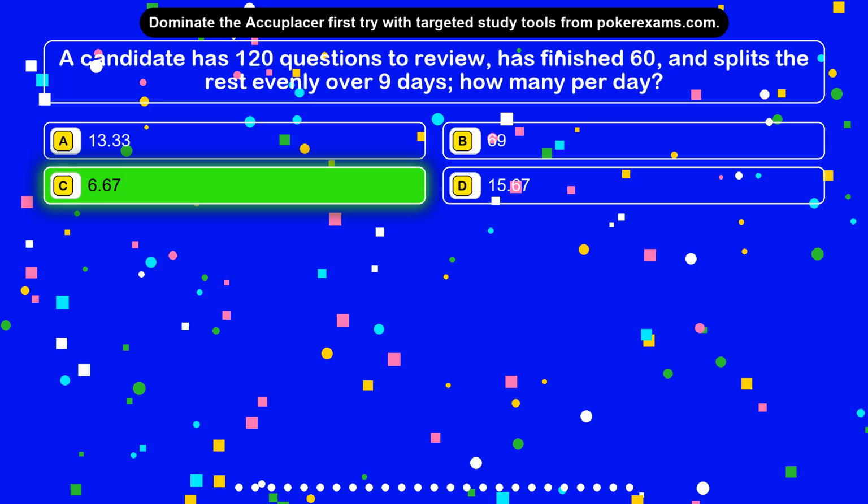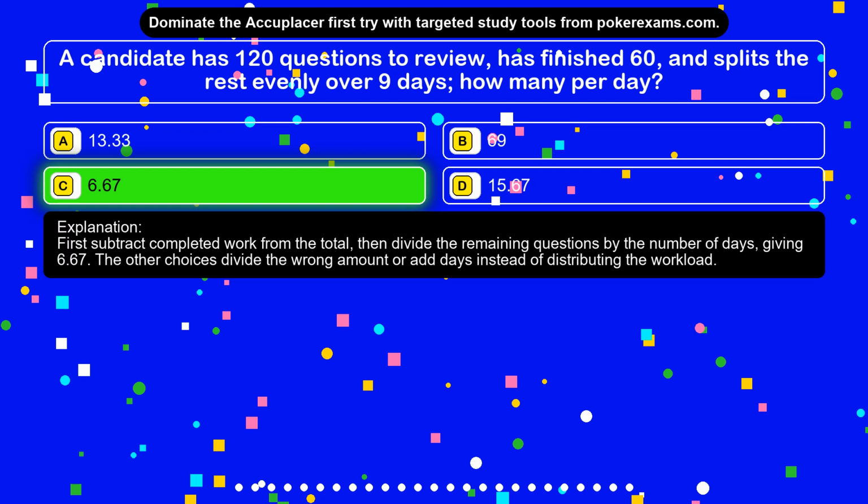The correct answer is option C, 6.67. First subtract completed work from the total, then divide the remaining questions by the number of days, giving 6.67. The other choices divide the wrong amount or add days instead of distributing the workload.